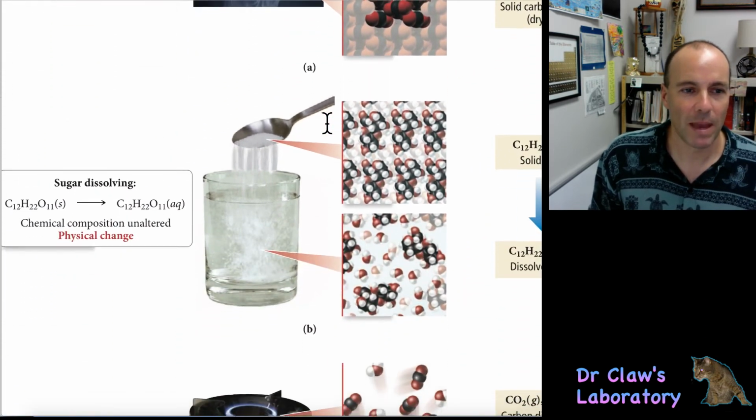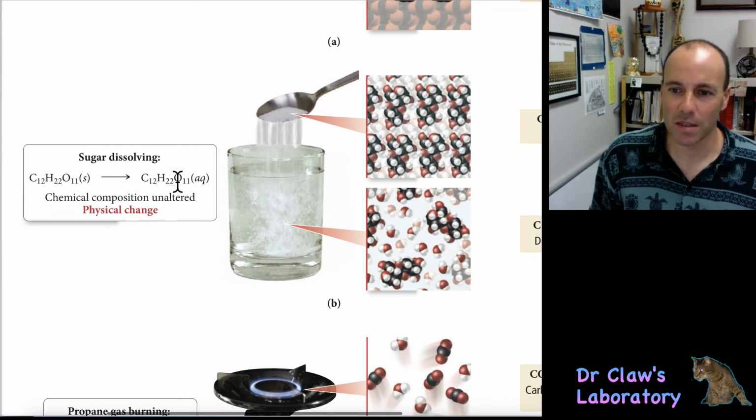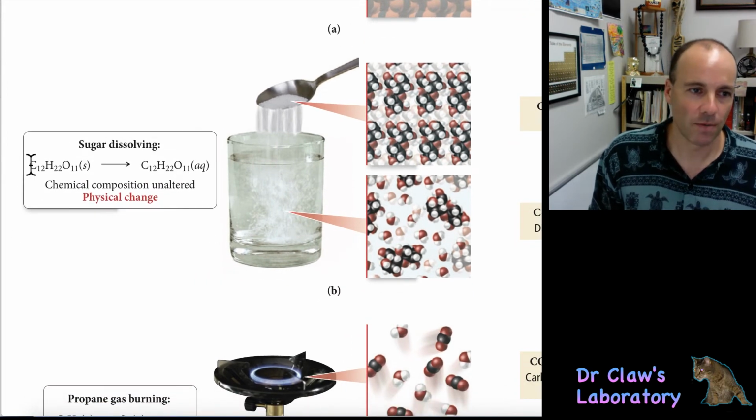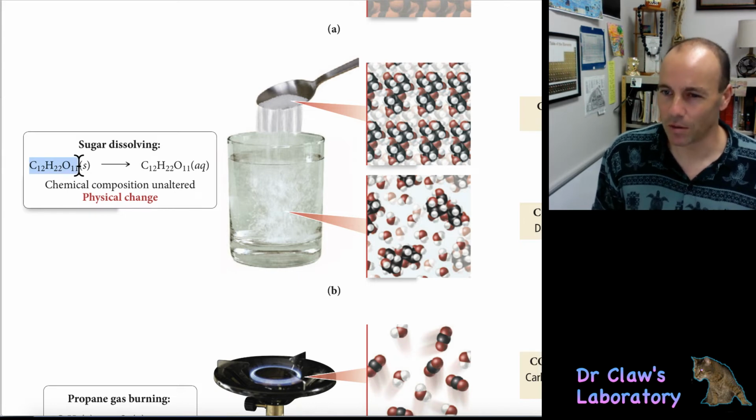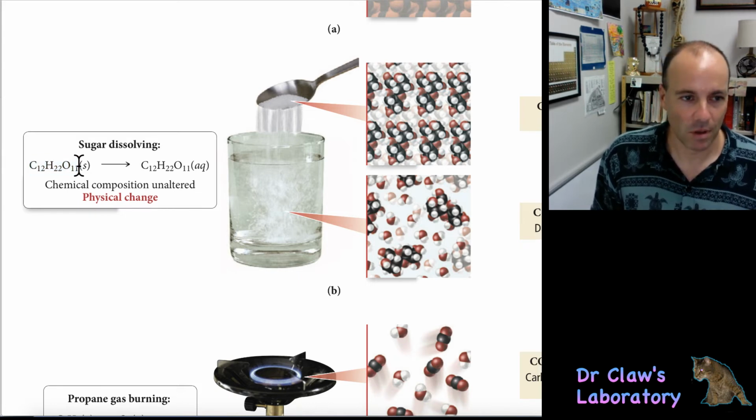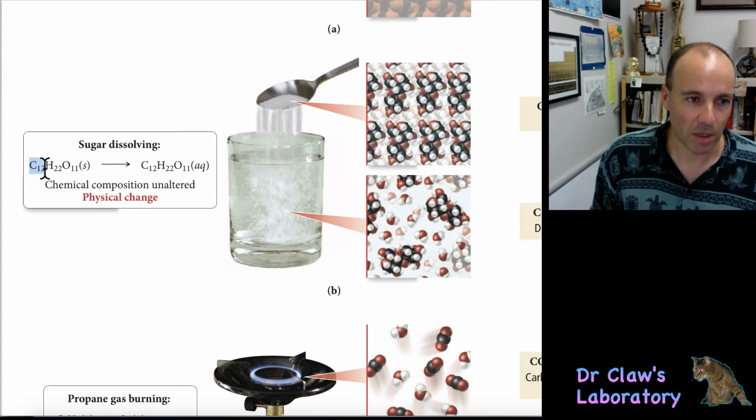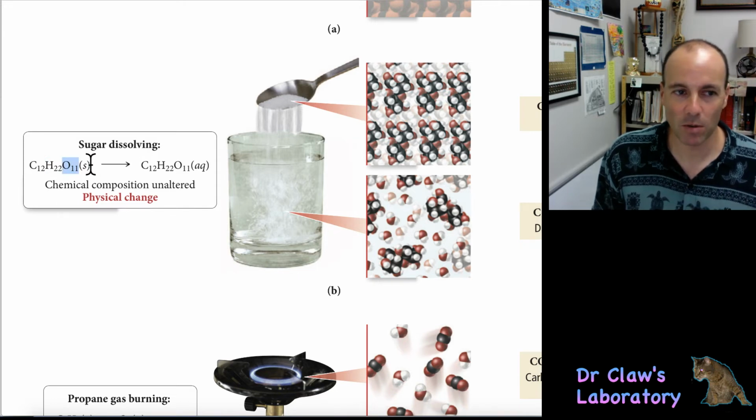How about sugar dissolving? So you take some sucrose sugar. The formula for sucrose is more complicated. Each molecule of sugar is 12 carbons, 22 hydrogens, and 11 oxygens. So the way we write the chemical formula for sugar is C12H22O11, and it's a solid if we're talking about solid table sugar.